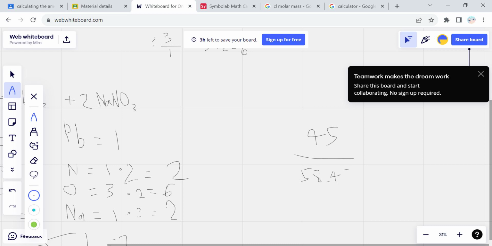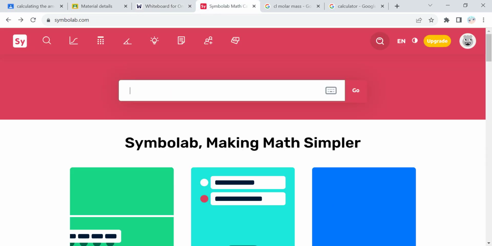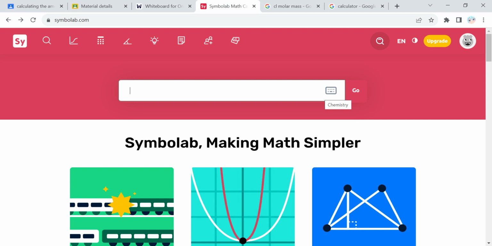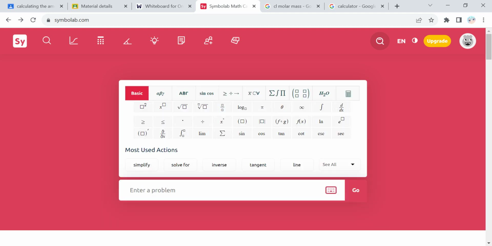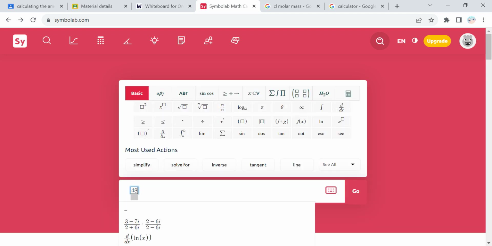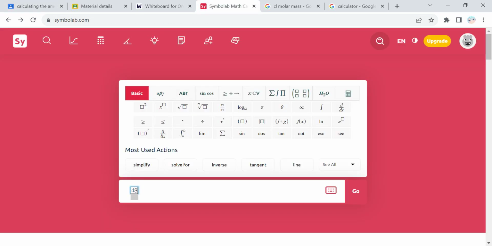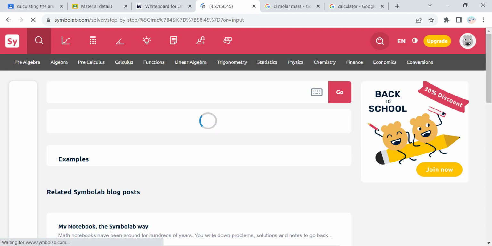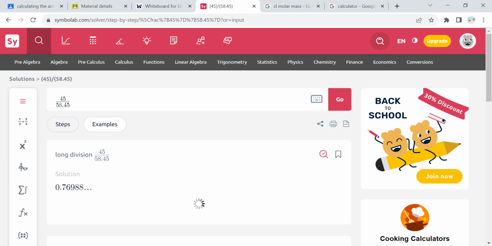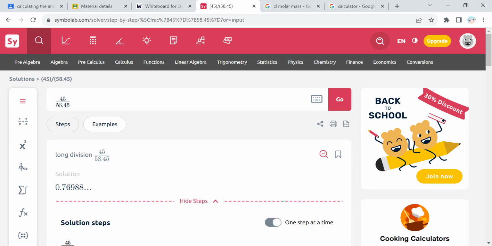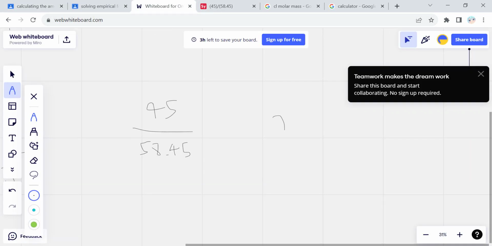58.45. So let's go to, okay, wow. So 48, wait, no, was it 48? 45 actually. Divided by 58.45 should give us 0.769. Round that off to the nearest hundredths, we should get 0.77.